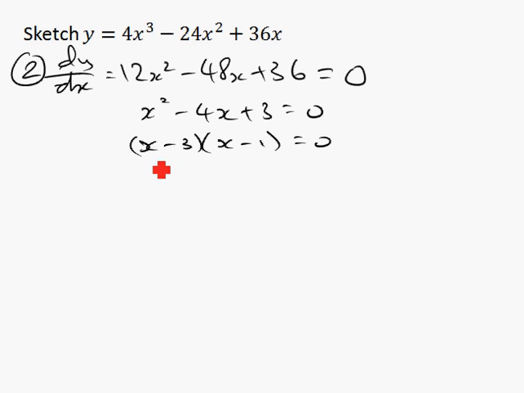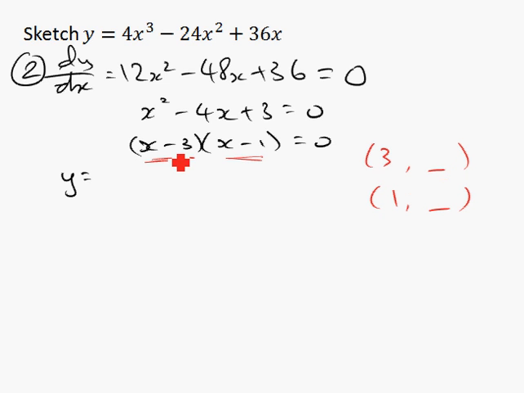What does that tell me? That tells me that I have 2 points. When x equals 3, my dy/dx is 0. When x equals 1, my dy/dx is 0. But you only found the x value. I need to find the y value. What is the y value when x equals 3? You need to sub in x equals 3 into the original equation. The reason why I'm doing this is because I have 3, but I don't know what's the next one. I have 1, but again, I don't know the y value.